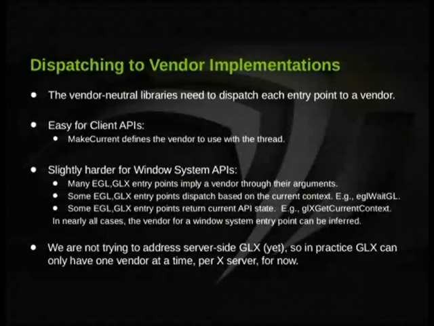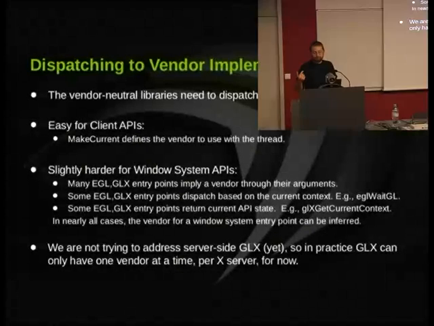Many of the entry points imply a vendor by their arguments. In the case of GLX, they may either explicitly specify an X screen, or they may specify a resource like a drawable or a context or something else that was created with respect to an X screen. So in most cases, we can infer the vendor, in the case of GLX, by the arguments that were passed in.